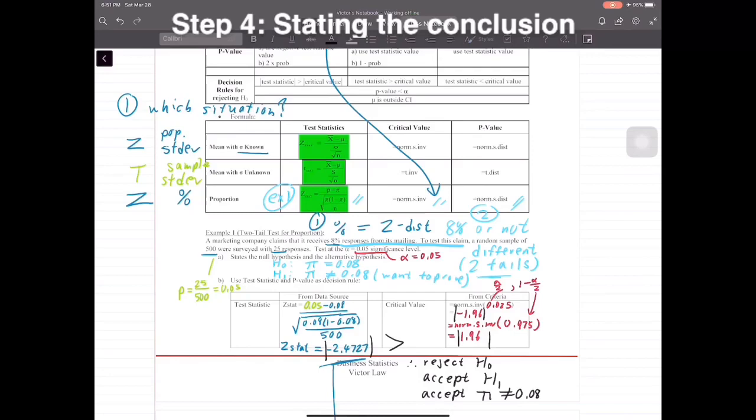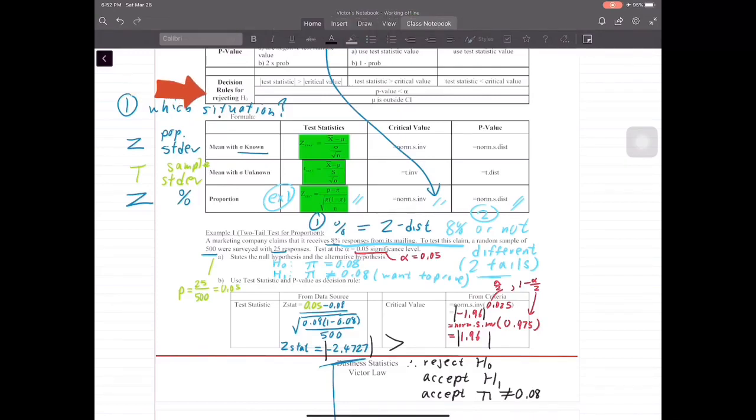Step 4 is stating your conclusion, stating your decisions. How we know which conclusion we're making is we look at the decision rule from the testings. There are 3 decision rules for rejecting H-null. The first one is comparing the test statistics and the critical value. Depending on which testing you're dealing with, the criteria for comparing the test statistics and critical value will be different. So that's why it is important for you to ask the right question at the beginning, which testing you're dealing with.